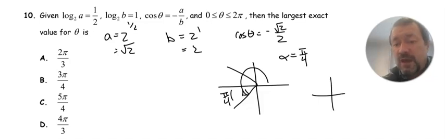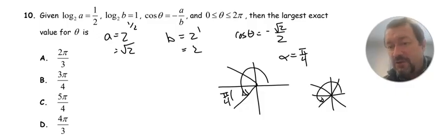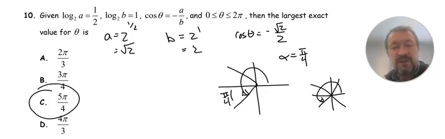And the easiest way I can think to do that is just think about this. If I cut the top half of the circle into quarters and the bottom half into quarters, it takes 5 of those quarters to get into quadrant 3. And so the answer here is going to be C. Theta is going to equal 5 pi over 4.